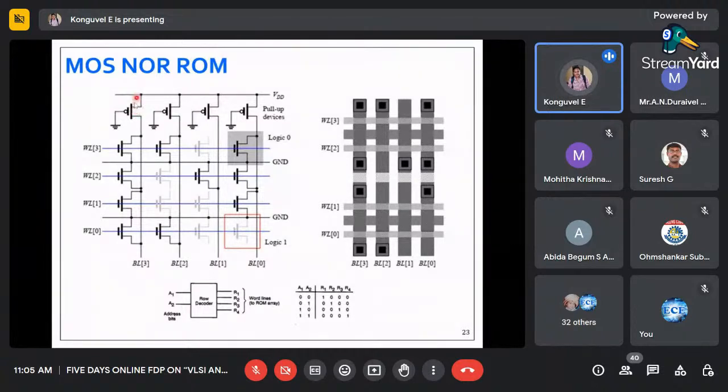What is meant by grounded PMOS? That means the PMOS will be always on. That means the line will be given always with 1. Say that here it will be 1, 1, 1, 1, 1, 1, 1, 1. Like that it will be there. But we are making a transistor to turn that off. See, if I give WL3 as 1, this transistor will be turned on. If this is turned on, you can see ground will be connected to this line.